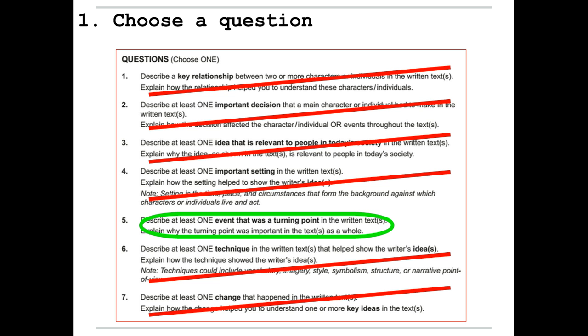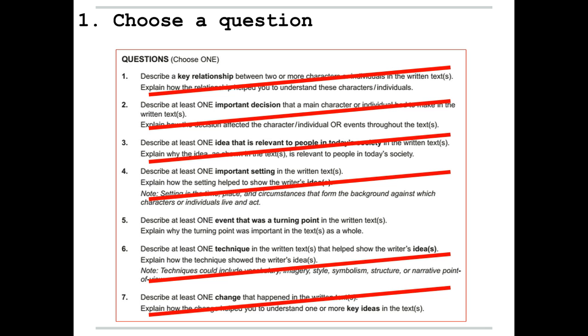I'm just going to go into a little more detail about why I chose this question. Feel free to skip ahead if you want to. So this question, number 5, is: describe at least one event that was a turning point in the written text. Explain why the turning point was important in the text as a whole. So I like the sound of that question. I understand what it's saying really, really quickly, and it doesn't have any added elements. It's just about an event, turning point, and why it's important.